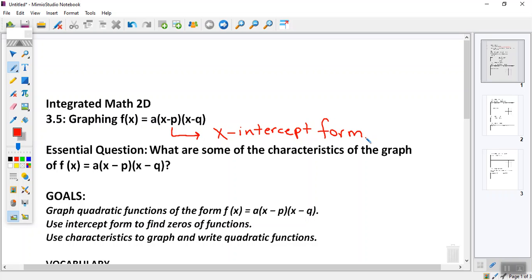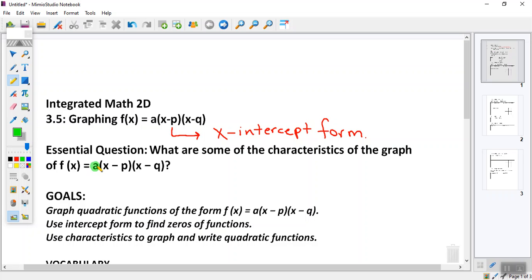And the question we're trying to answer today, what are some of the characteristics of the graph of f of x equals a times x minus p times x minus q? Kids, notice what variable is still out front again. A. Now, A is going to determine whether we have a U shape or an arch. And that's also going to determine vertical shrink or vertical stretch, just like we have seen in the past. Okay? So to answer that question, we're going to look at graphing quadratic functions of the form f of x equals a times x minus p times x minus q.